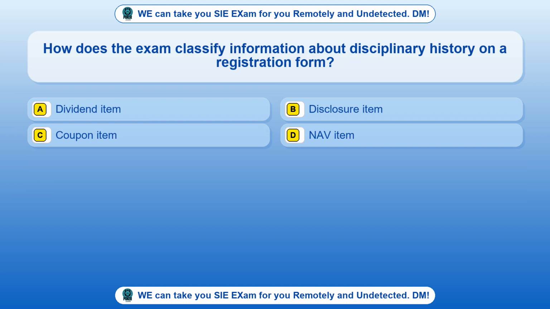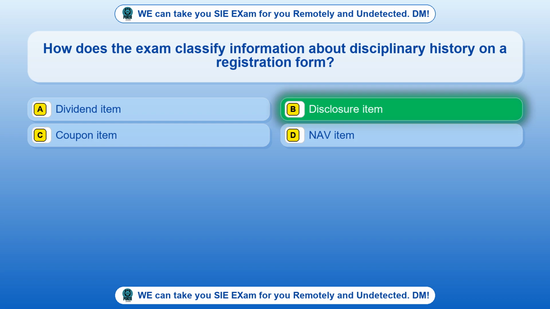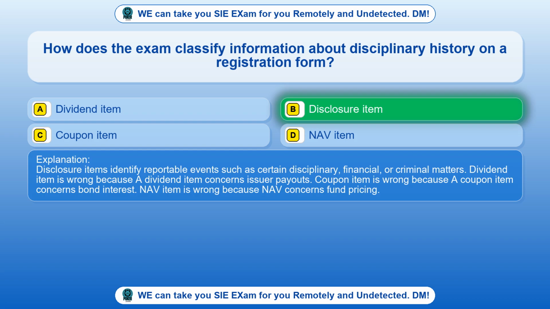Question 14. How does the exam classify information about disciplinary history on a registration form? Option A, dividend item. Option B, disclosure item. Option C, coupon item. Option D, NAV item. The correct answer is option B, disclosure item. Disclosure items identify reportable events, such as certain disciplinary, financial, or criminal matters.